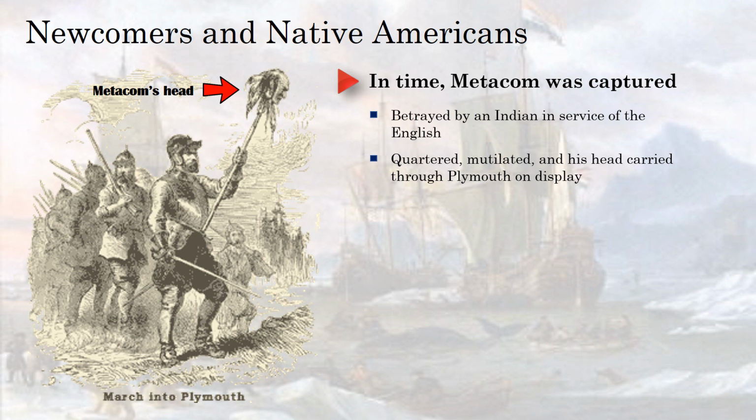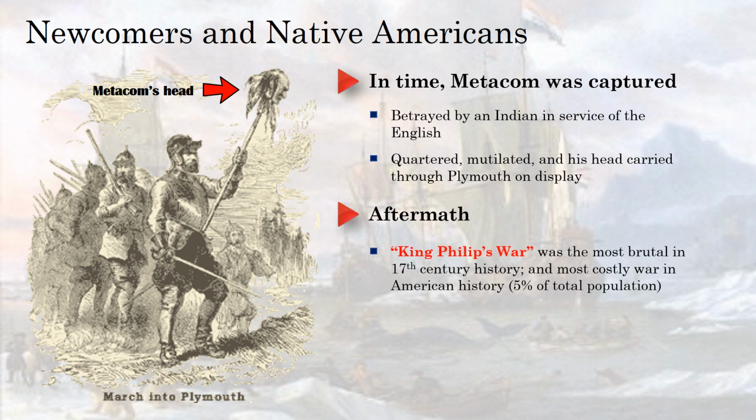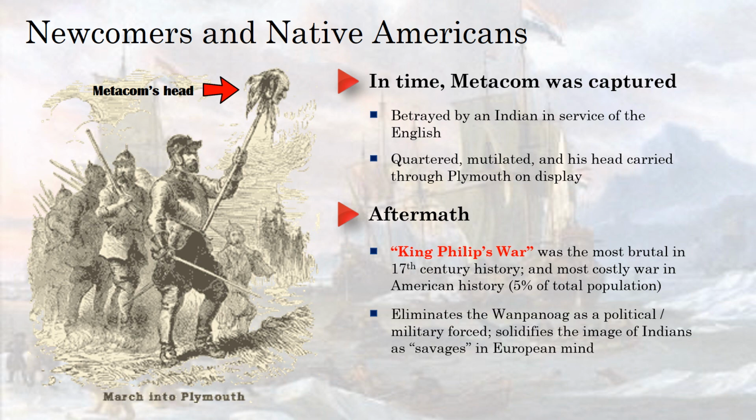They quarter him, they mutilate him, and put his head on a pike, which is carried through Plymouth Colony on display. And so the sad aftermath of King Philip's War, Metacom's War, is that it's the most brutal war in 17th century history, and it's the most costly war in American history. We have not had another war in which we've seen 5% of the total population killed. It eliminates the Wampanoag as a political or a military force, and it solidifies in the European mind the image of Indians as savages that have to be exterminated.